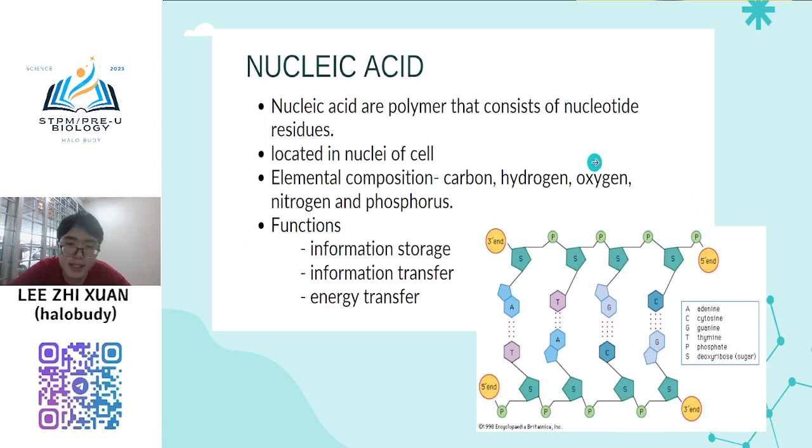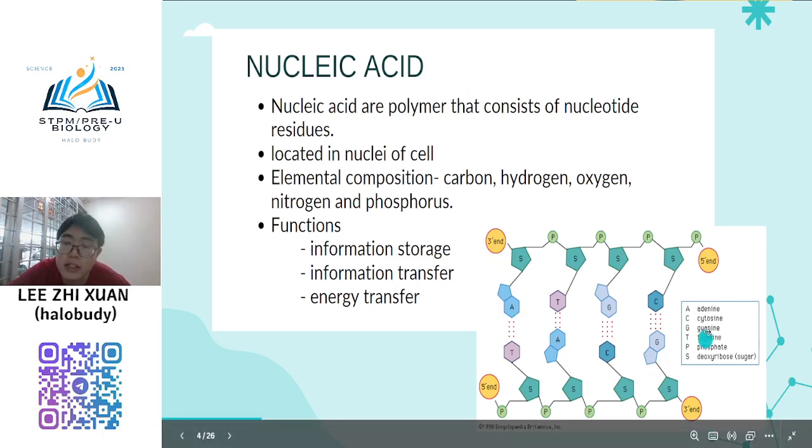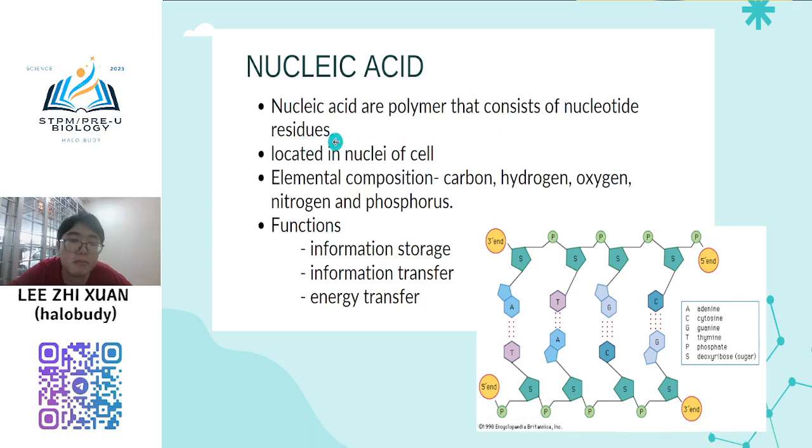What is nucleic acid? This is the basic structure of nucleic acid that you can see here. It is a type of polynucleotide. Nucleic acids are polymers that consist of nucleotide residues, so the basic monomer for this component is called the nucleotide.